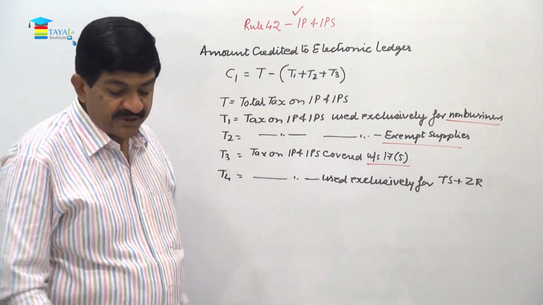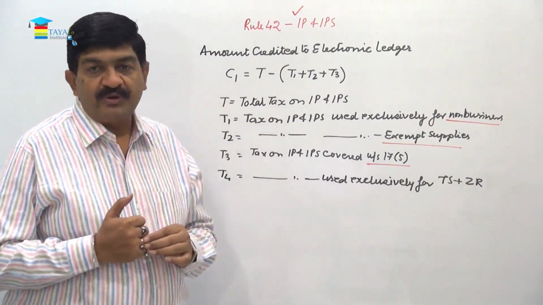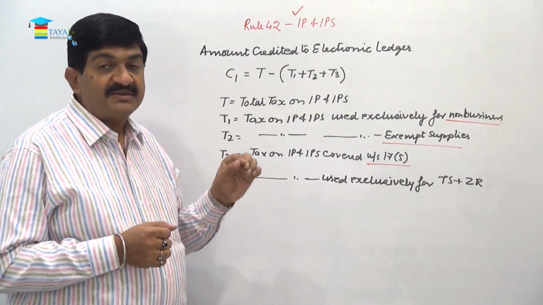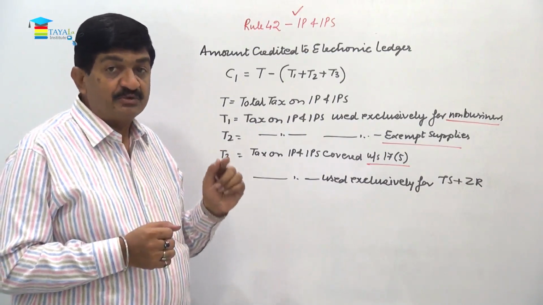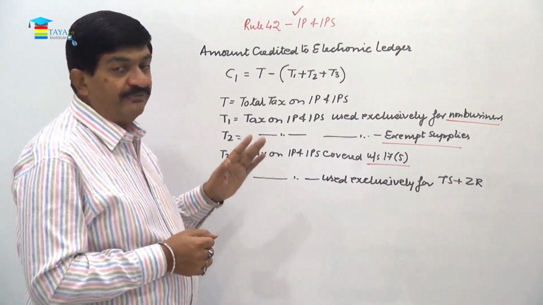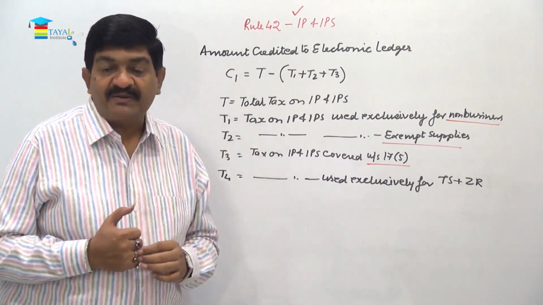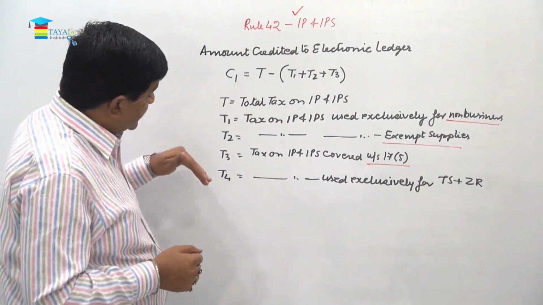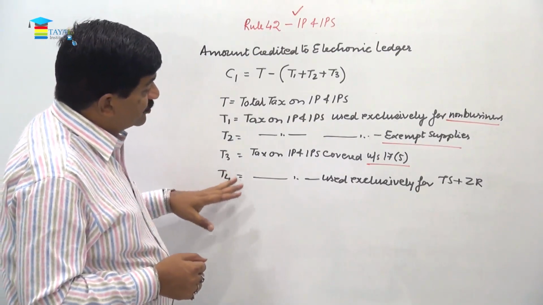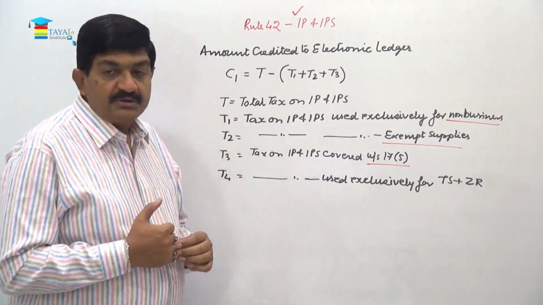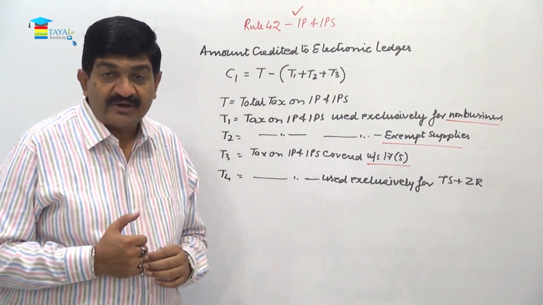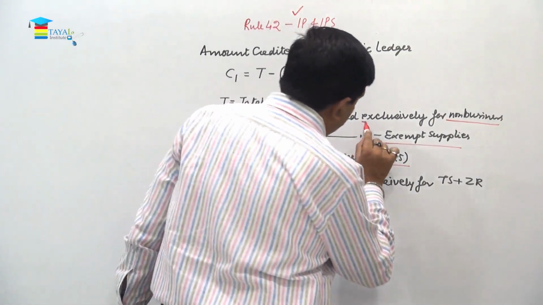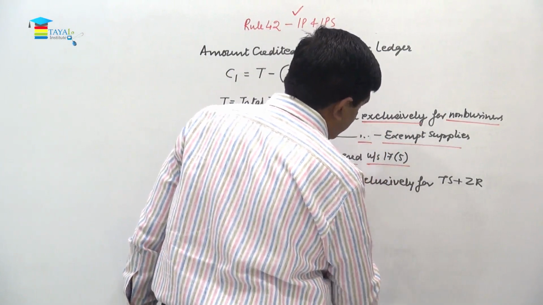So first calculation is how much amount is going to be credited in the ledger, that is total tax on input supplies minus the tax on the supplies which are used exclusively for non-business, exclusively for exempt, and which are the supplies covered in section 17 subsection 5. Then we have T4, this is the supply which is used exclusively for the taxable supplies as well as zero rated supplies. So everywhere you have to understand that this is exclusively, this is also exclusively, here also exclusively.